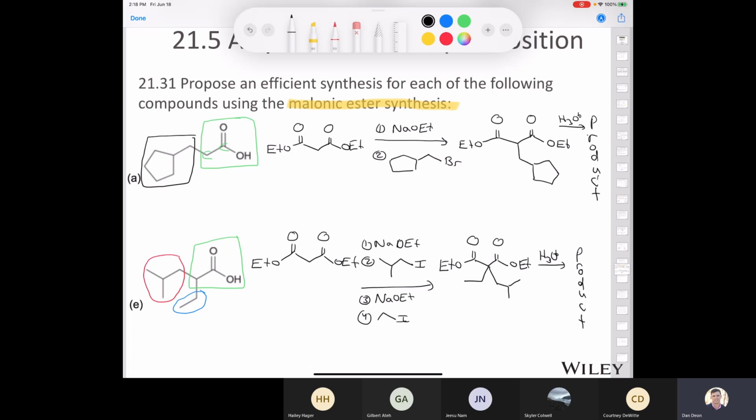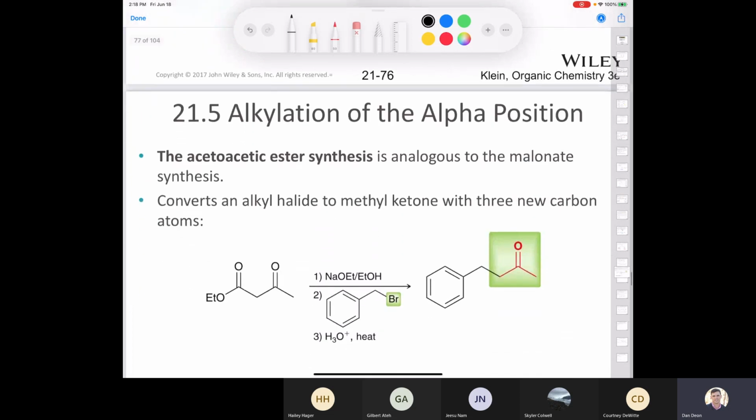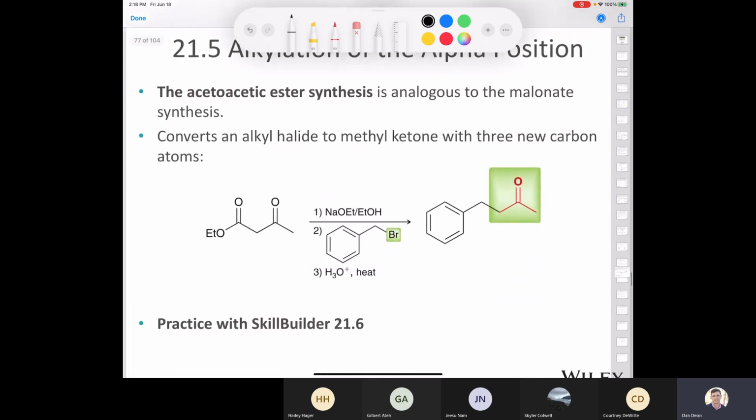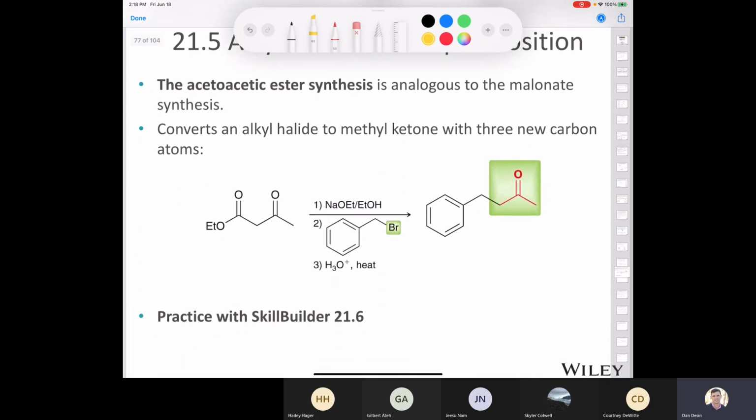Well, we're going to keep moving in the same vein as the malonic ester synthesis, in that we're going to be looking at alkylation at the alpha position. But now we're going to switch to a different kind of synthesis, and this is called the acetoacetic ester synthesis. So it's analogous to the malonic ester synthesis, using diethyl malonate.